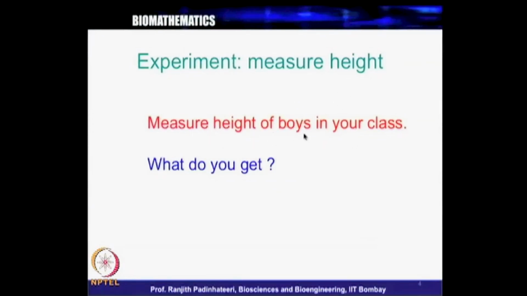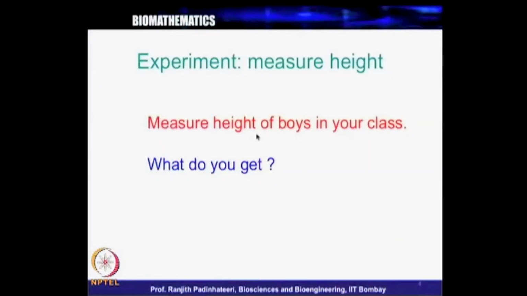You can measure the height of all boys, let's say, or girls. Here we take the example of boys because some numbers that we use might be more suitable here for this example. So if we do this experiment, let us say you go on and measure the heights of each and every student in your class, and what do we get when we measure? We will be getting a big data set. Let's look at what you will typically get. You will typically get a set of numbers.